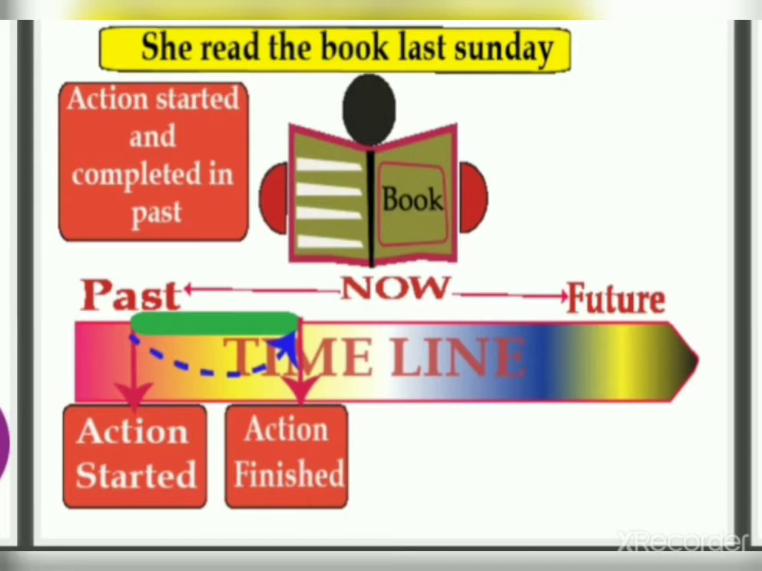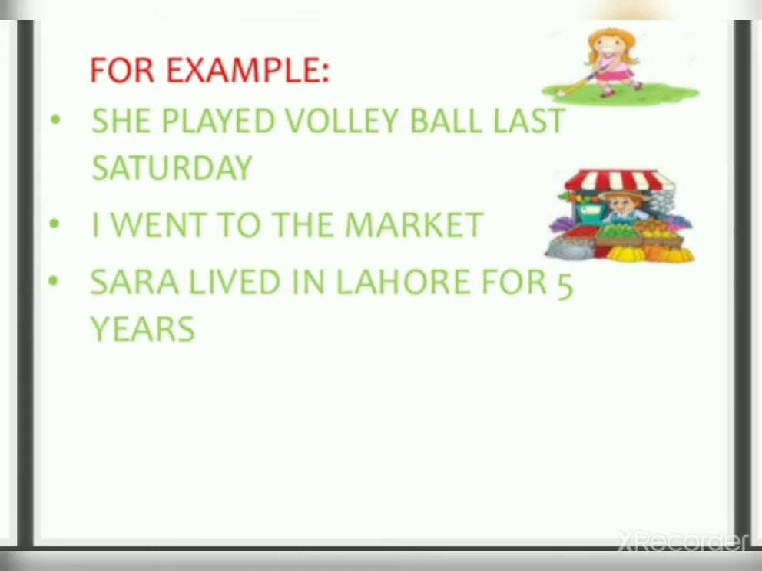For example, she read the book last Sunday. This action started in the past and completed in the past. That is why we use simple past tense to describe this action. She played volleyball last Saturday. Again, the action was started and completed in the past. I went to the market. The action started and finished in the past. Sarah lived in Lahore for 5 years.